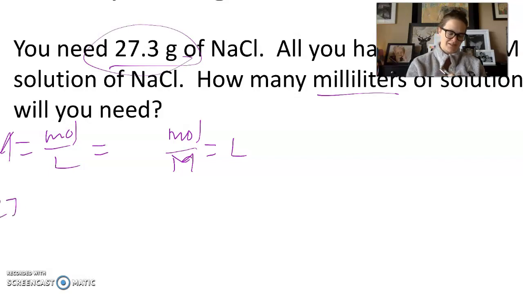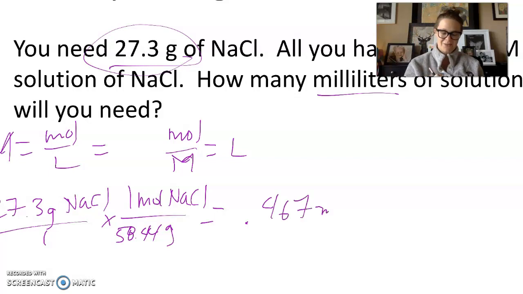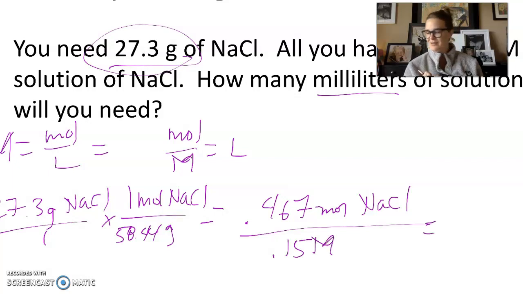So we're going to do 27.3 grams NaCl over 1 gram. I'm going to write moles of NaCl. I'm writing the molar mass, which is 58.44. I get that I have 0.467 moles of NaCl. But we're not done. I have to divide it by the molarity, which is 0.15. And this will give me the liters, which is 0.070 liters.